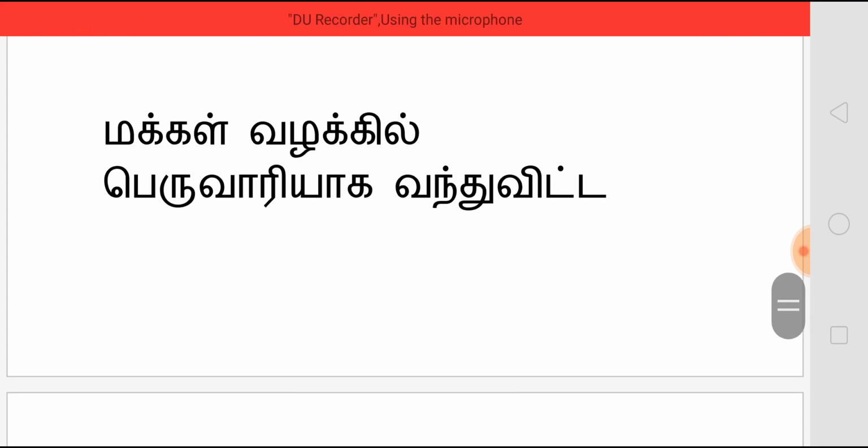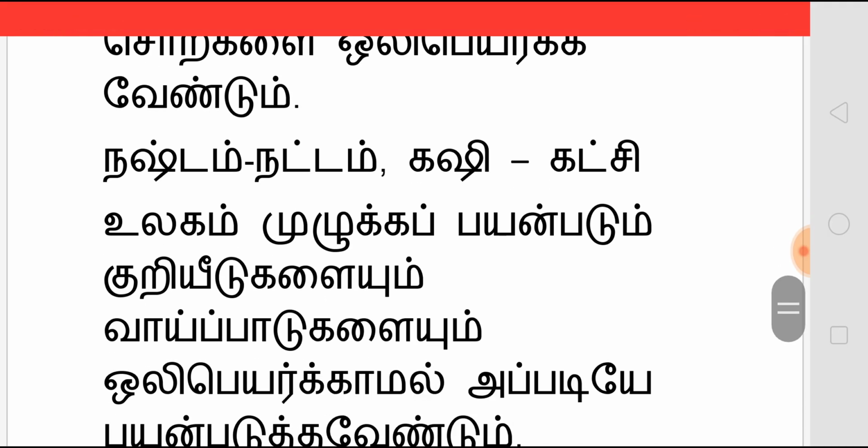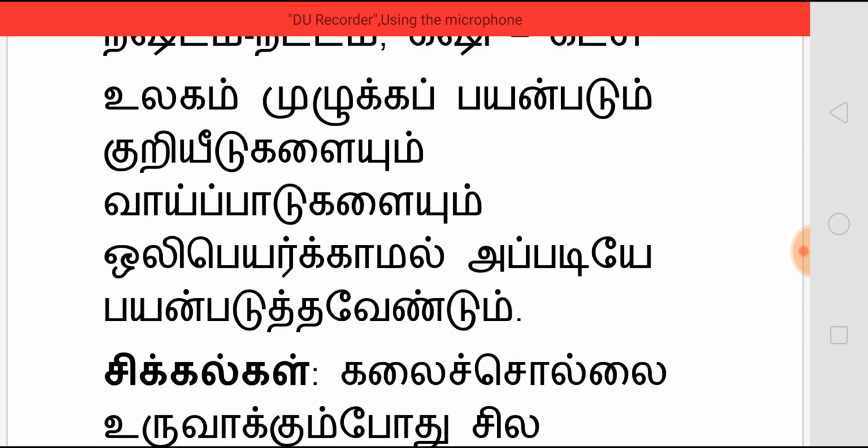And people in this spoken language, whatever words they are using, that will come into usage. Like Nashtam will be Nattam, Katchi will be Katchi. And instead of using the words which are used all over the world, we should try to pronounce the words as they are instead of creating new words.